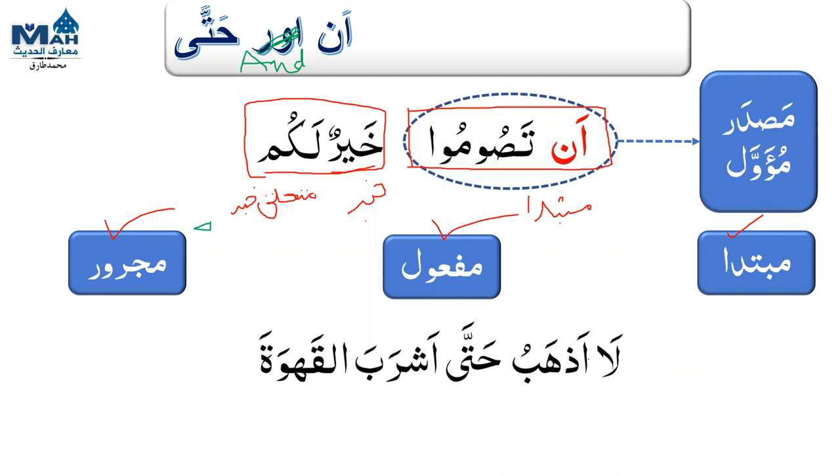Ashrab al kahawa. Before Ashraba, there is hatta. Hatta Ashrab al kahawa. Wait now. This Ashraba, fail mudare, mansub or marfu? Sir, it is muzare and it is mansub, sir. It is mansub. So as we learned, after hatta, it becomes mansub. So hatta means until. Until, yes, sir. So can you translate the sentence now completely?